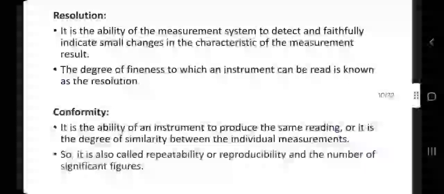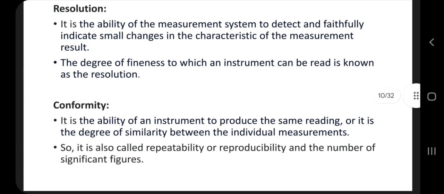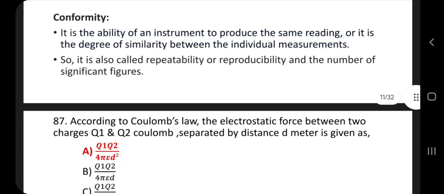What is resolution? It is the ability of the measurement system to detect and faithfully indicate small changes in the characteristic of the measurement result. The degree of fineness to which an instrument can be read is known as the resolution. What is conformity? It is the ability of an instrument to produce the same reading, or it is the degree of similarity between the individual measurements. So it is also called repeatability or reproducibility and the number of significant figures.